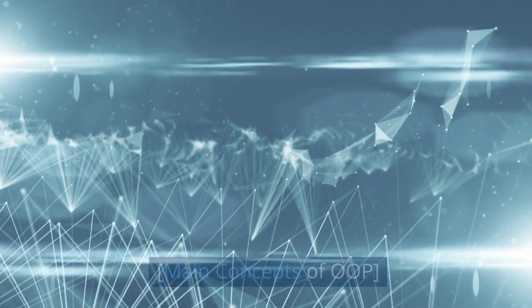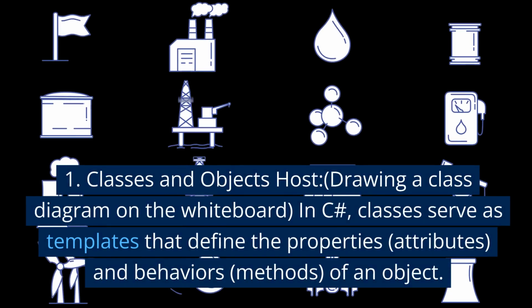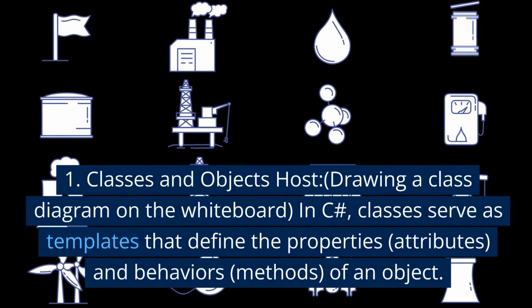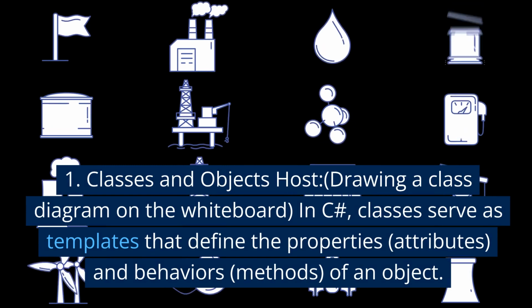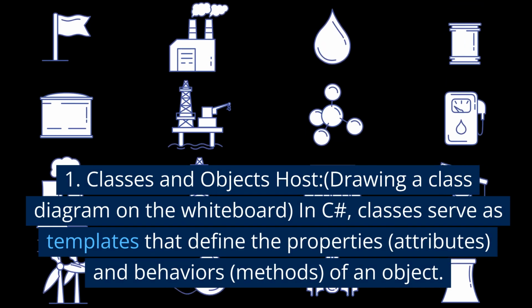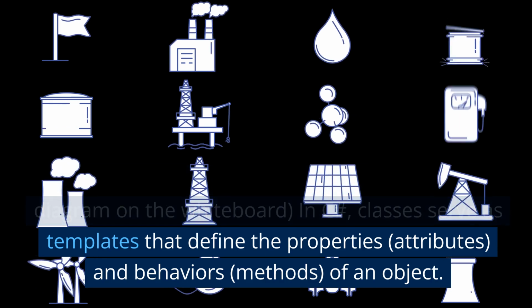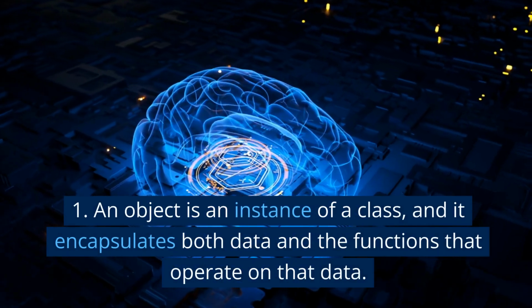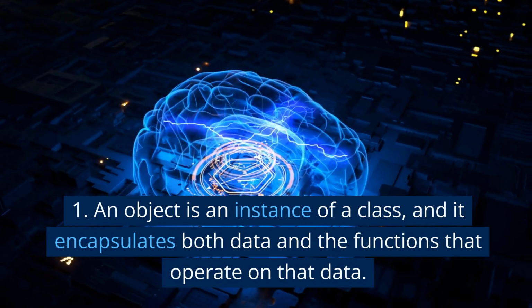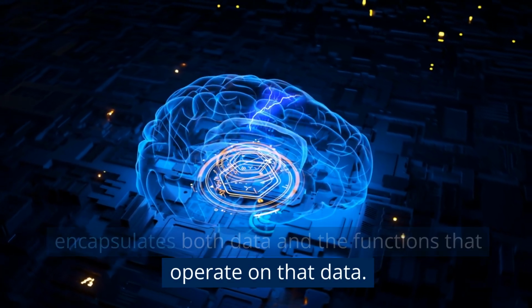Main concepts of OOP. 1. Classes and objects. In C#, classes serve as templates that define the properties, attributes, and behaviors, methods, of an object. An object is an instance of a class, and it encapsulates both data and the functions that operate on that data.